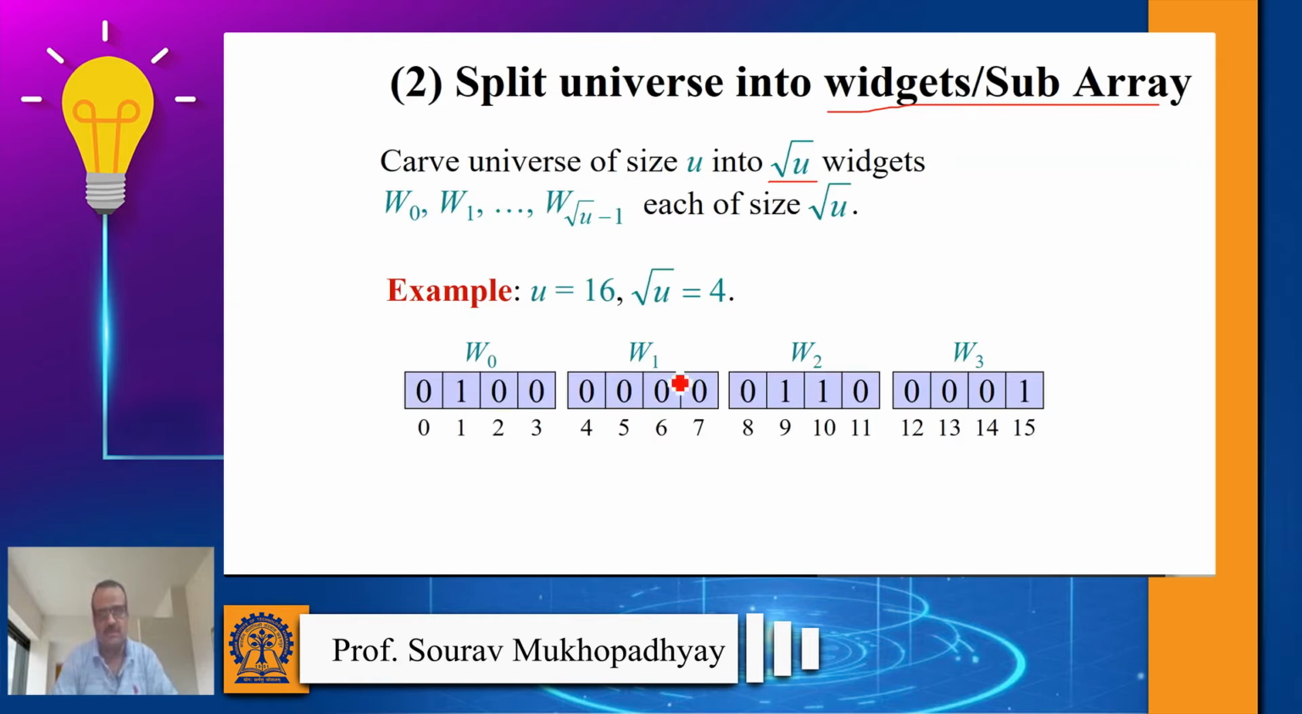So this is the 0th widget, the first widget, the 2nd widget. This is for u equal to 16, then root u is 4. So we have four of these subarrays. Just think about a 1D array, how to break it into 2D. First 4 is the first 1D, second like this. So this is W0, W1, W2, W3. We are just splitting the universe into subarrays or widgets.